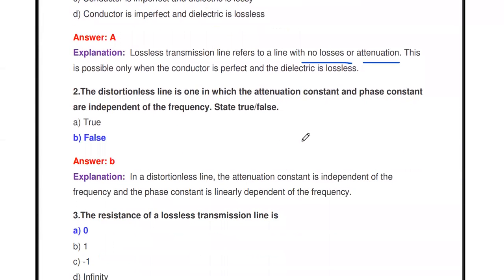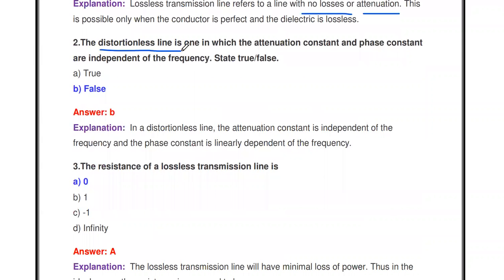Then the next one: the distortionless line is one in which the attenuation constant and the phase constant are independent of frequency. This statement is true or false. A distortionless line is different from a lossless line. In a distortionless line, the attenuation constant alpha and the phase constant beta are both independent of frequency. The statement is true or false. It's false.